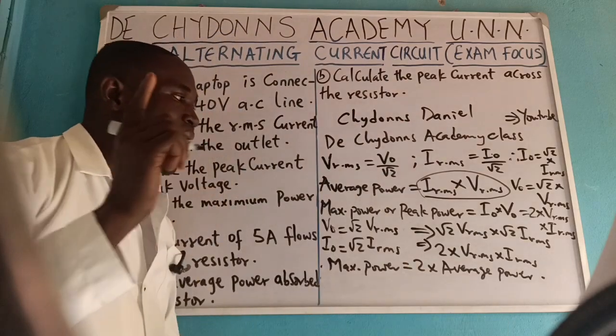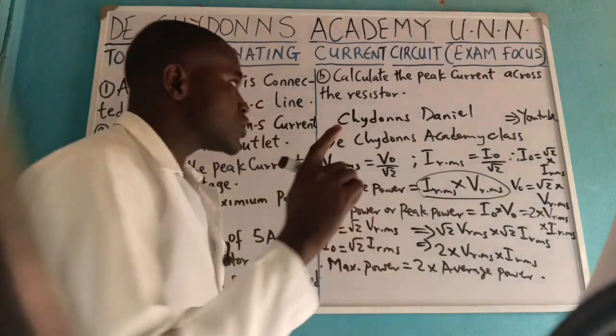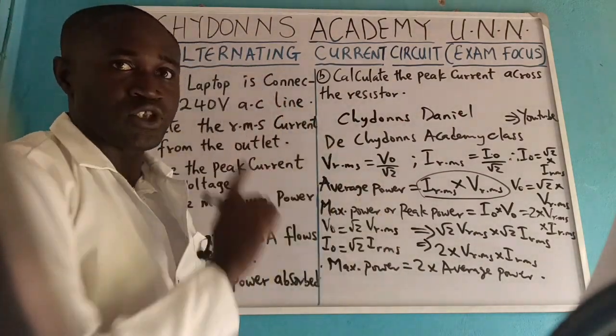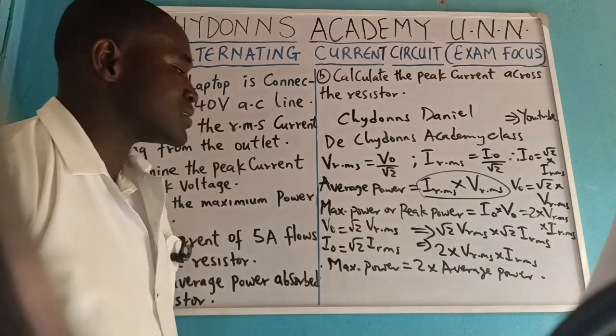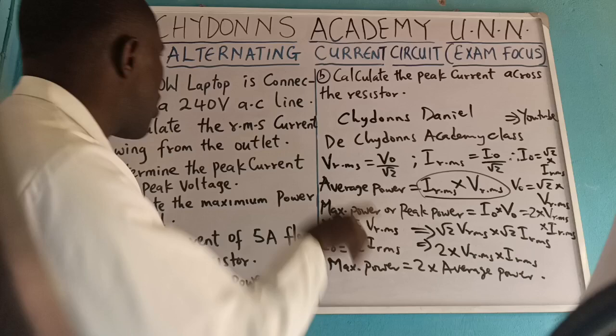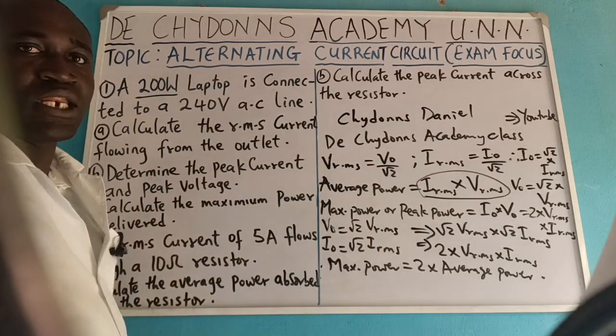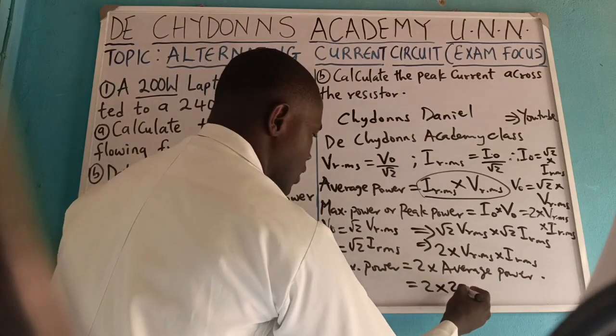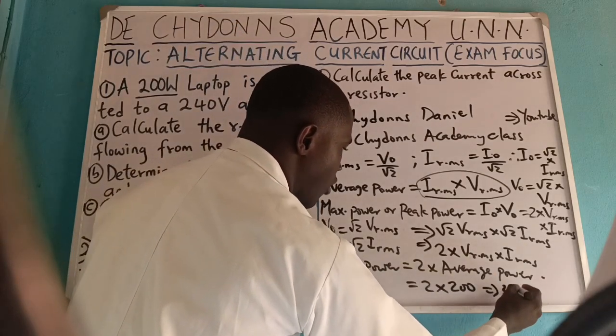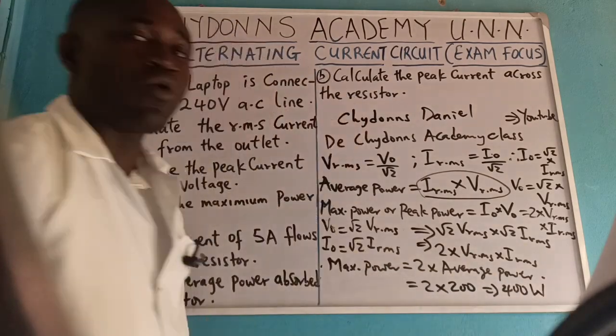I just want to remind us of this information because we discussed it in the theory of this topic. We have posted it on the channel. So if they ask me to find maximum power, and they have already given me the average power in the question, I'll just say maximum power equals 2 times average power. That will give me 400 watts. I will not waste my time.